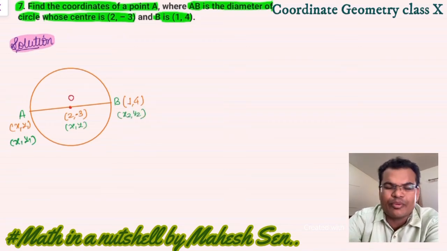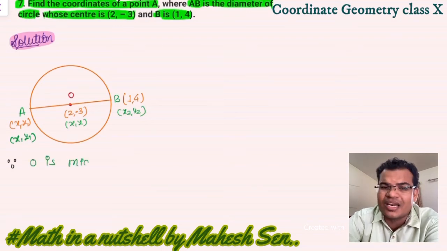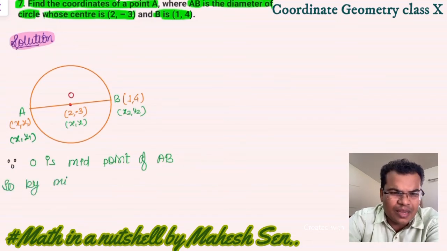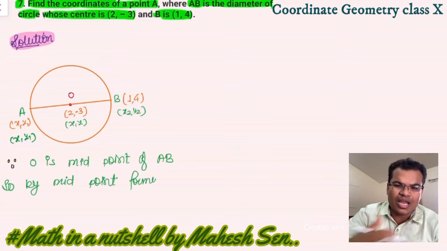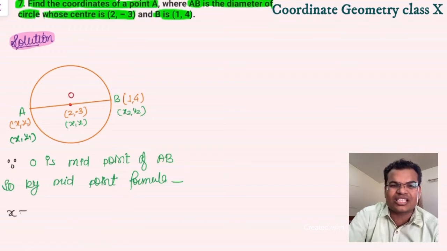So this concept we know, the line segment AB is a diameter. So the center is the midpoint of the diameter AB, as we know that AO and OB are the radii, so O is the midpoint. So I am writing here simply that O, the center, is the midpoint of AB. So we will apply the midpoint concept here. By the midpoint formula we'll get the answer, and the midpoint formula is x equals x1 plus x2 upon 2, right?